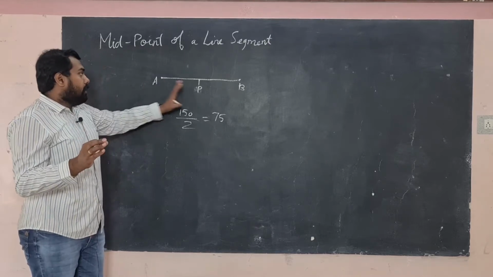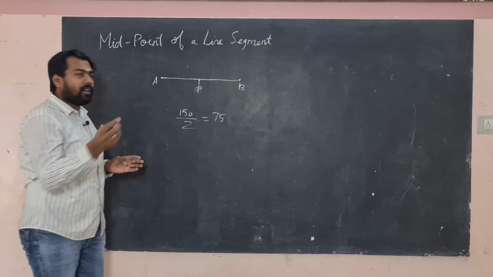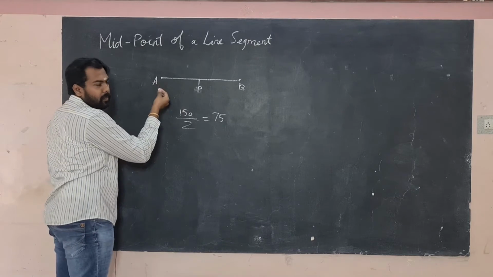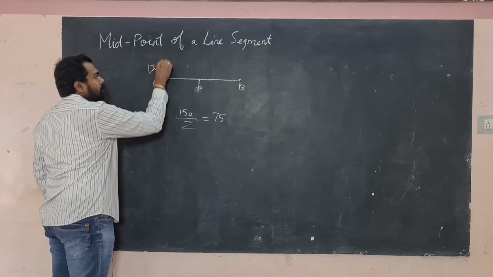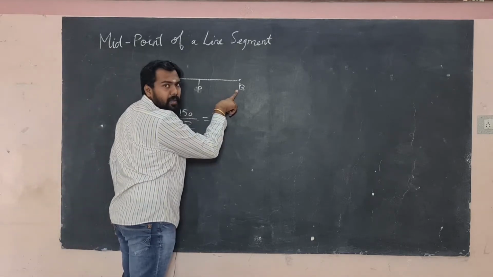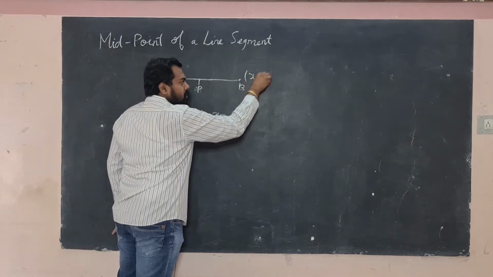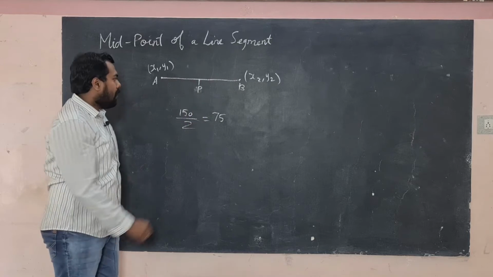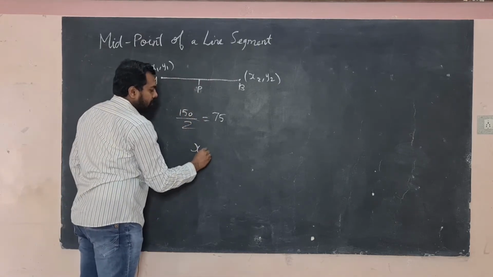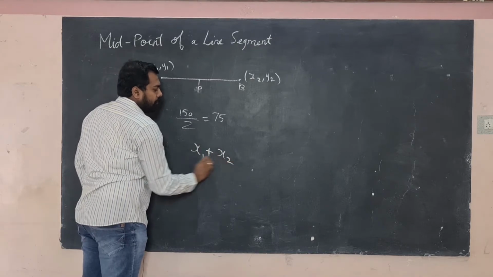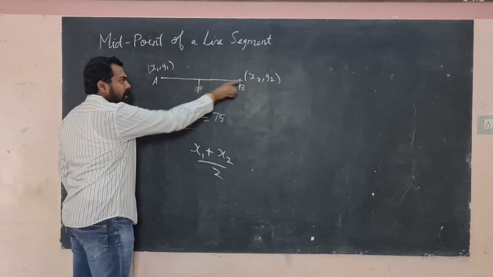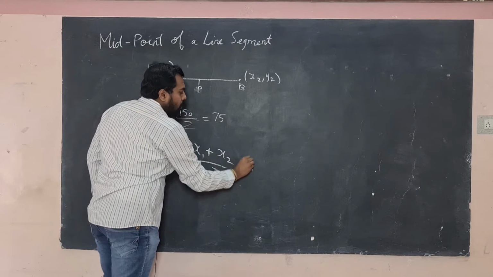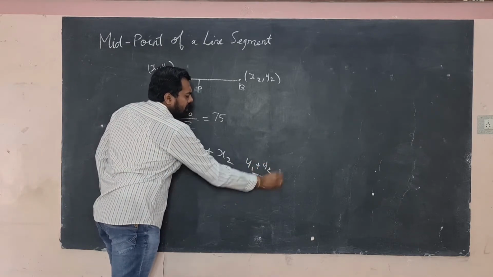But here we are going to consider points, right? Coordinate geometry. Our chapter name is itself coordinate geometry. So A is a point denoted by x1 comma y1, and B is a point x2 comma y2. The midpoint of this line segment is, I am directly writing the formula, x1 plus x2 divided by 2 comma y1 plus y2 divided by 2, which is nothing but like finding an average.